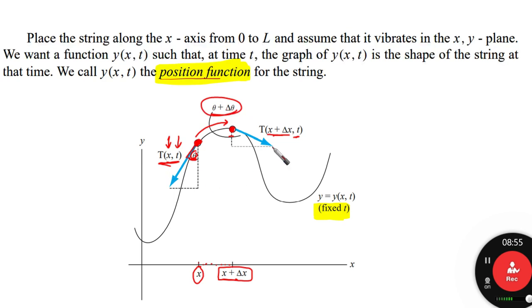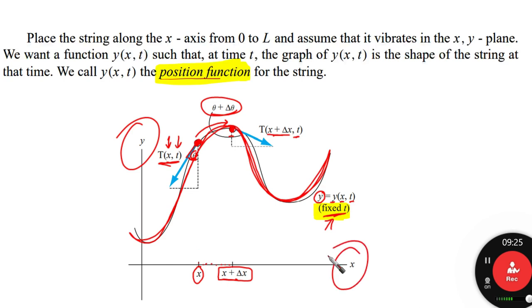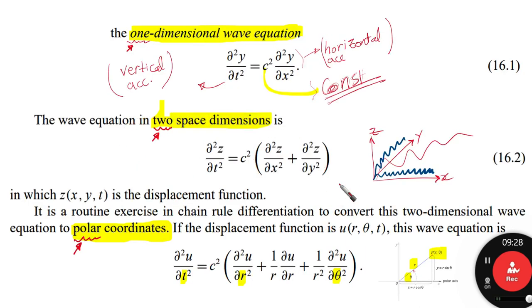Based on these relations, we are going to describe y, which is the position function, y of x and t, at a fixed time. This is the position, or the shape of the wave, at a specific time. Mathematically, using our mathematical skills, we can end up with an equation relating these three together: y, x, and t.